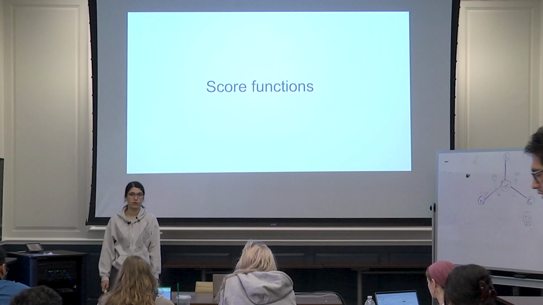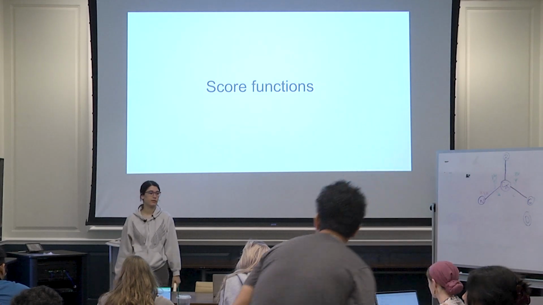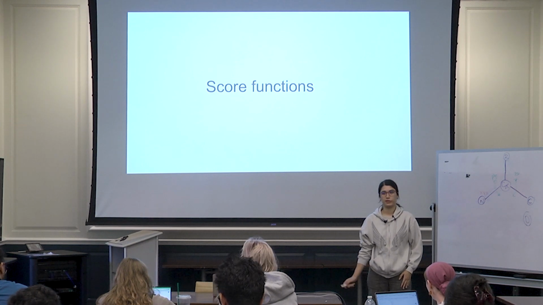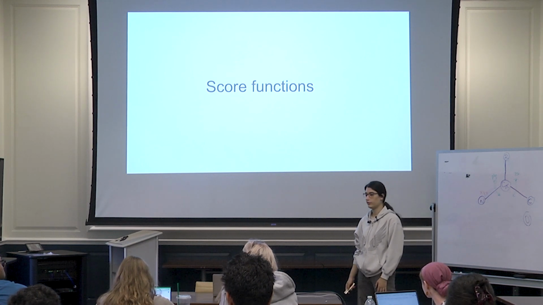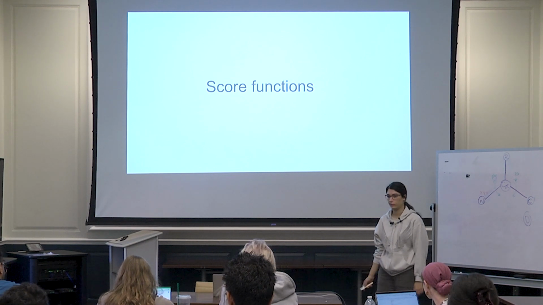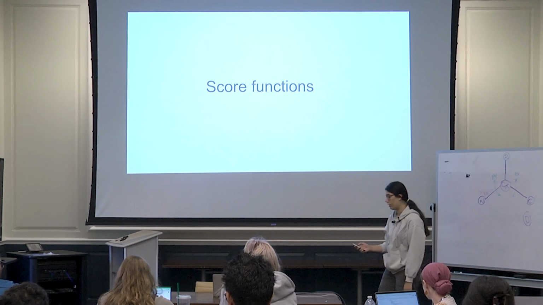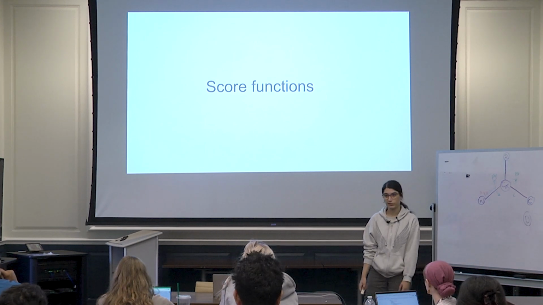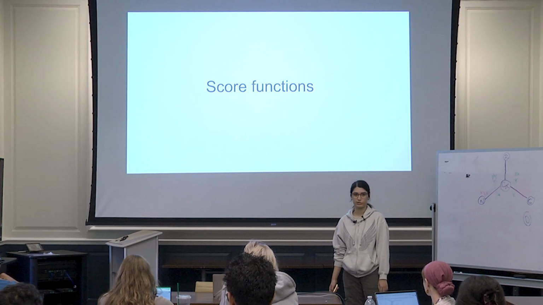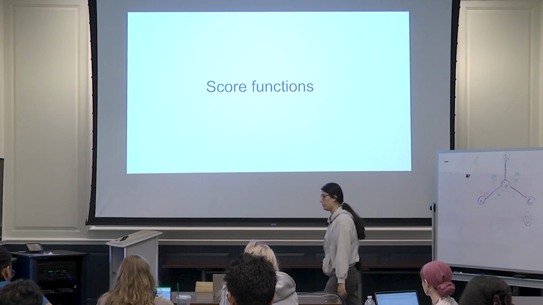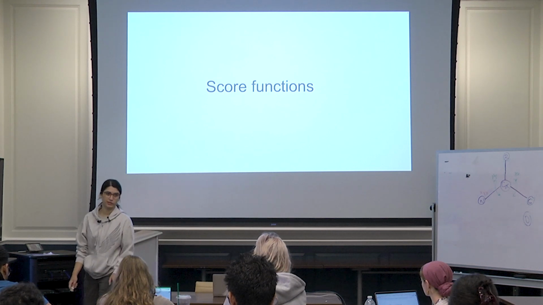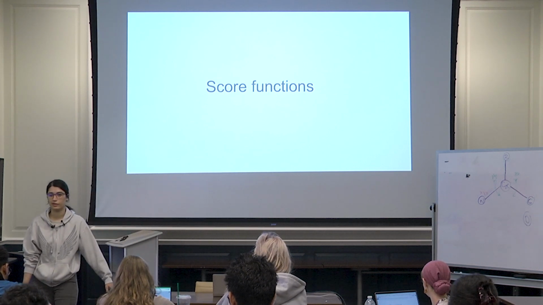Okay, so we're going to get started with score functions. From yesterday's lecture, does anybody remember the two fundamental challenges that we're able to address with PyRosetta type modeling? So we have the sampling challenge and the scoring challenge. Anybody want to brainstorm what actually is the challenge with, let's say, sampling?